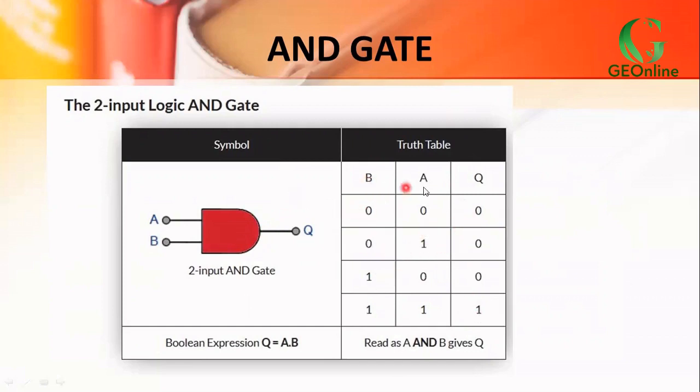Therefore, if A and B are 0, output is 0. If A is 1 and B is 0, output is 0. If A is 0 and B is 1, output is 0. If both the inputs A and B are 1, then output is 1. Therefore, the Boolean expression is output Q is equal to A into B: 0 into 0, 0; 0 into 1, 0; 1 into 0, 0; 1 into 1, 1. This is the symbol of logical AND gate.